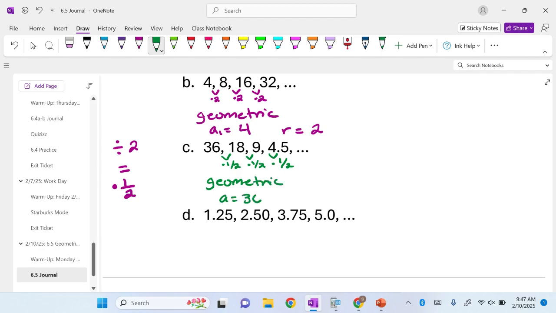Your a value is 36. What's your r value? For a of 1, I should say. What's your r value? 1/2.